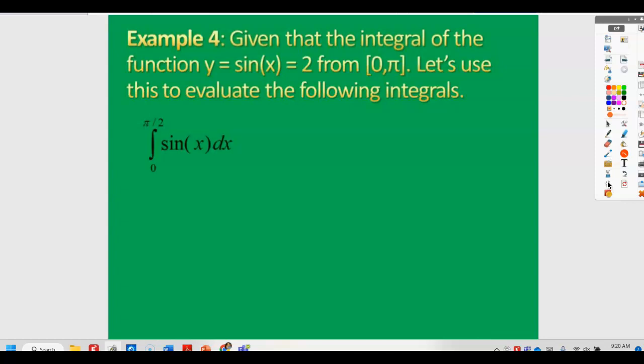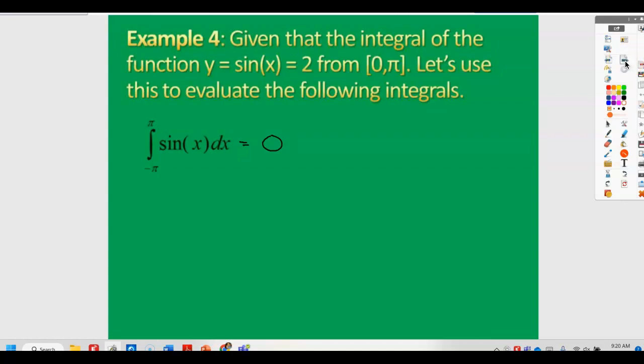Okay. Given that, let's use this to evaluate the integral from 0 to pi halves. So if 0 to 2 pi is 2, 0 to pi halves would cut that perfectly in half, right? So we know it's symmetric. So therefore the integral from 0 to pi halves would be perfect. No.